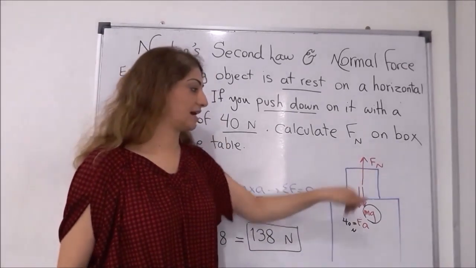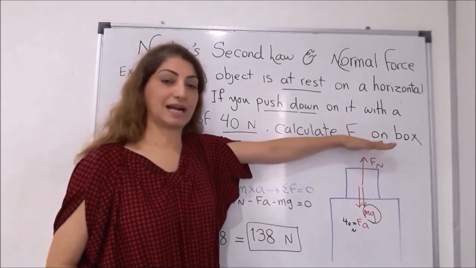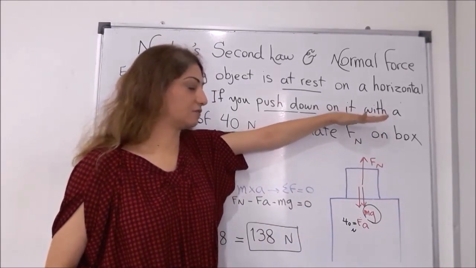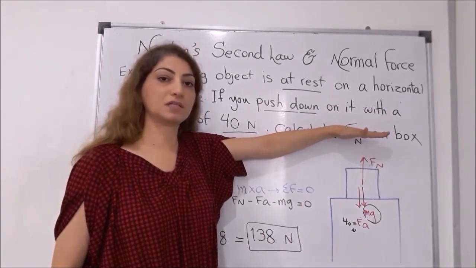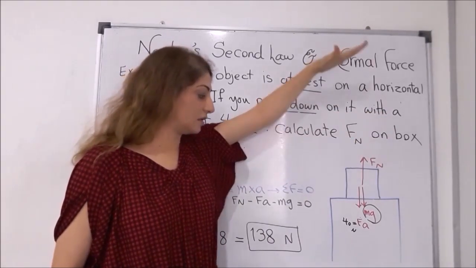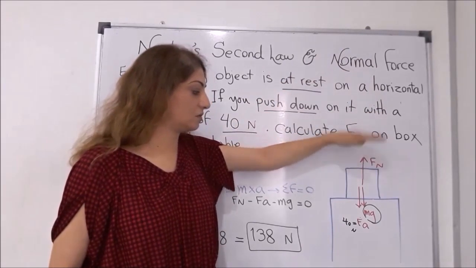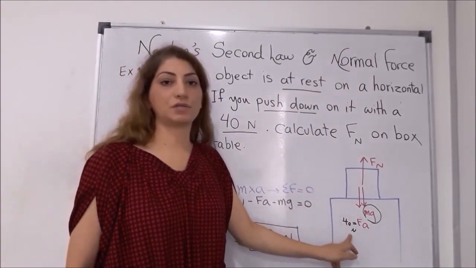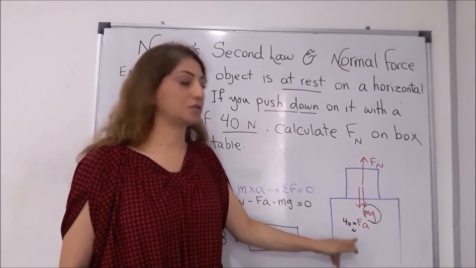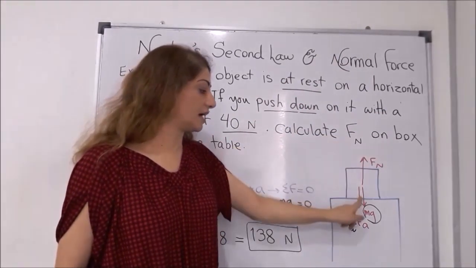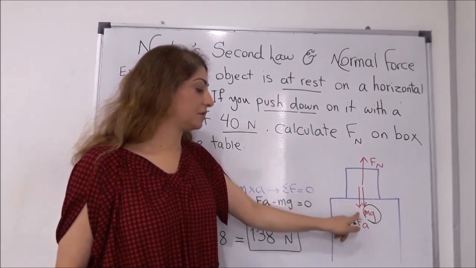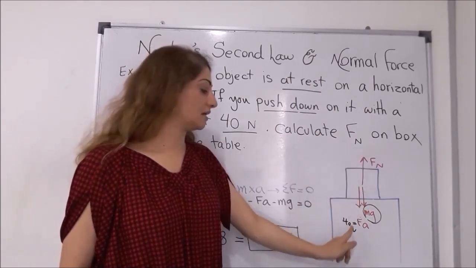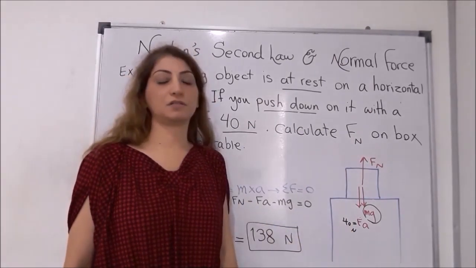Another force we have here, because we are pushing down, is added in this question: there is another force applied on the box, downward. I'm pushing it down. By how much? A 14 newton force is applied on the box. So it means that I have to draw another vector, which is downward, in the opposite direction to the normal force, and the size is 14 newtons.